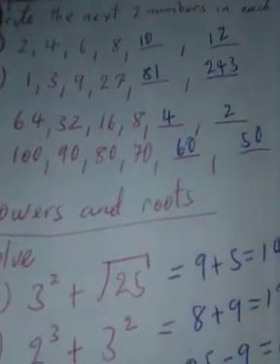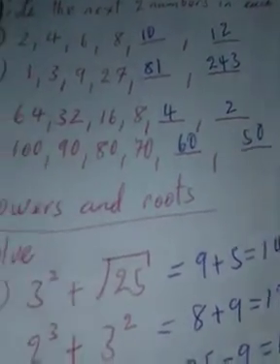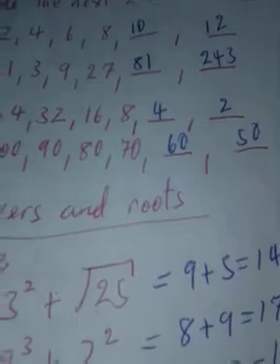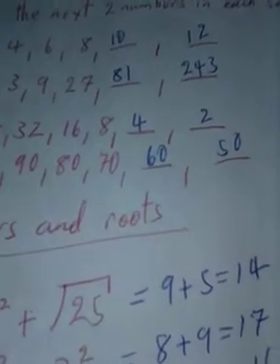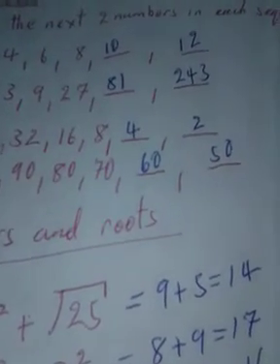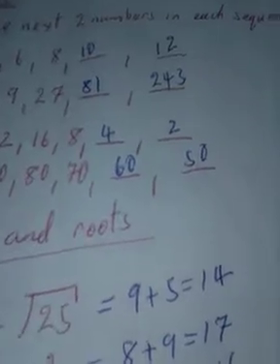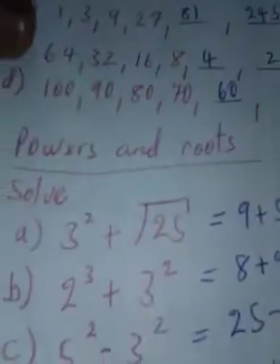Powers and roots. 3 squared plus the square root of 25. 3 squared is just 9. And the square root of 25 is 5, because 5 times 5 is 25, so therefore the square root of 25 is going to be 5. 9 plus 5 is going to be 14.